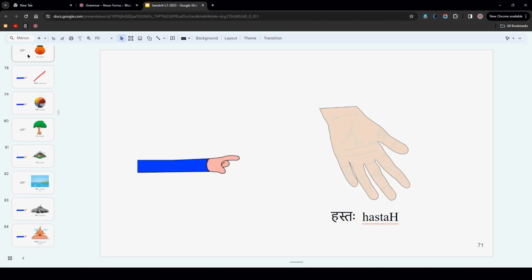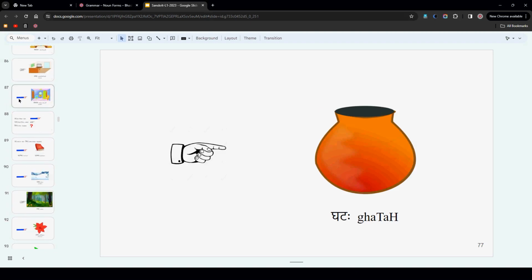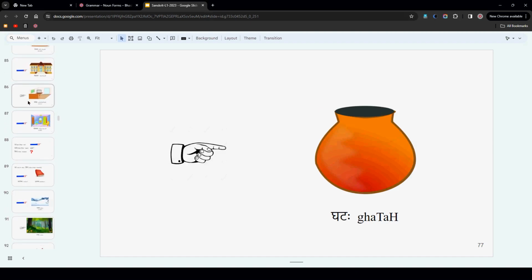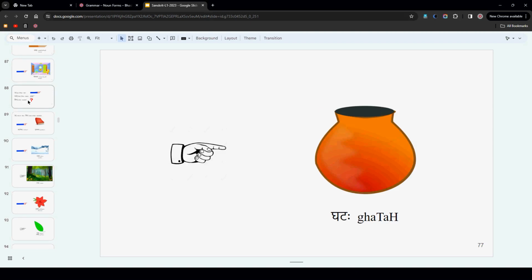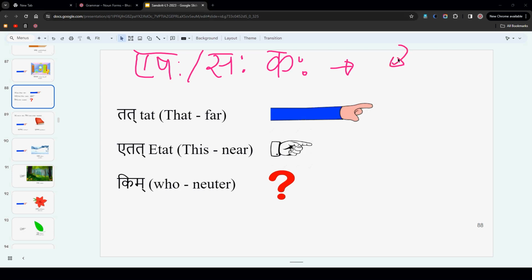Okay, so all these are Pullinga words, Ghata, etc. So these are Napumsakalinga words now. In Pullinga words we saw Eshaha or Saha. Kaha is the question mark, and as an answer we added different words: Saha Deepaha, Saha Balaka, etc.